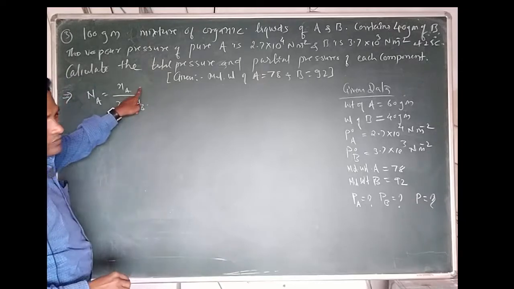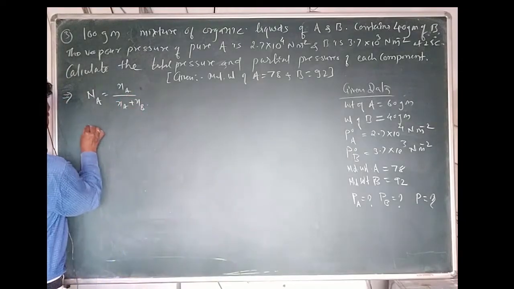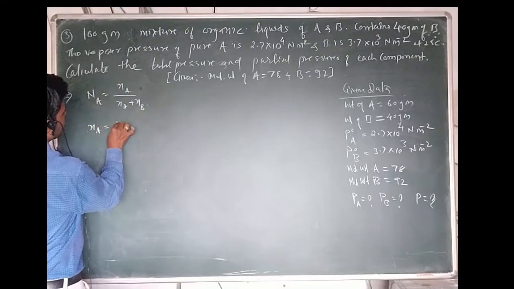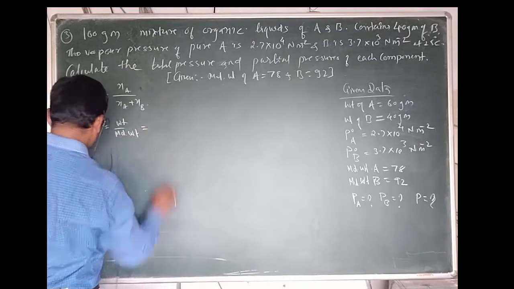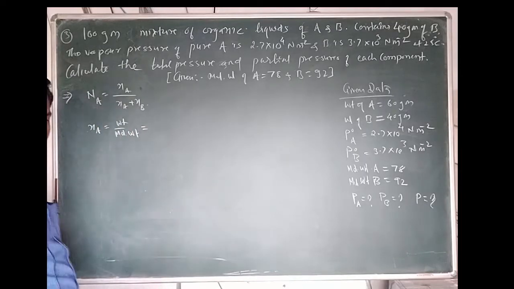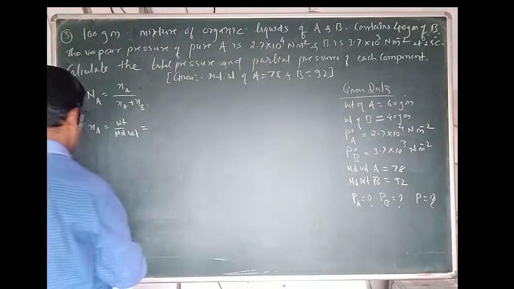So how can the number of moles of A be calculated? The number of moles of A is equal to weight upon molecular weight. So we have to calculate this first. What is the weight upon molecular weight? Here we already have the formula to solve the problem.